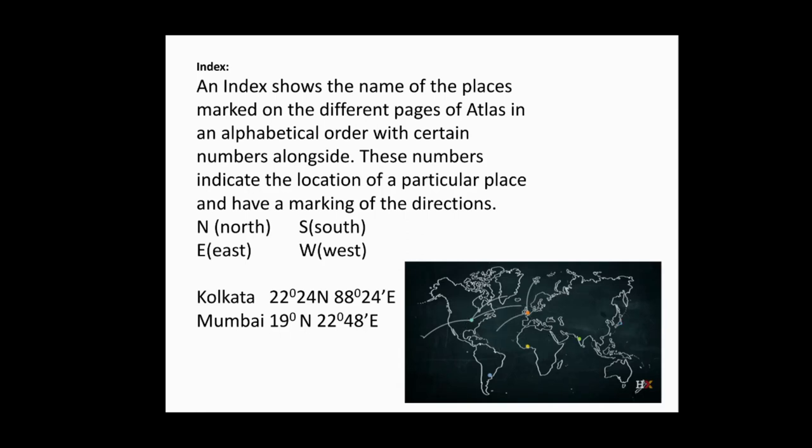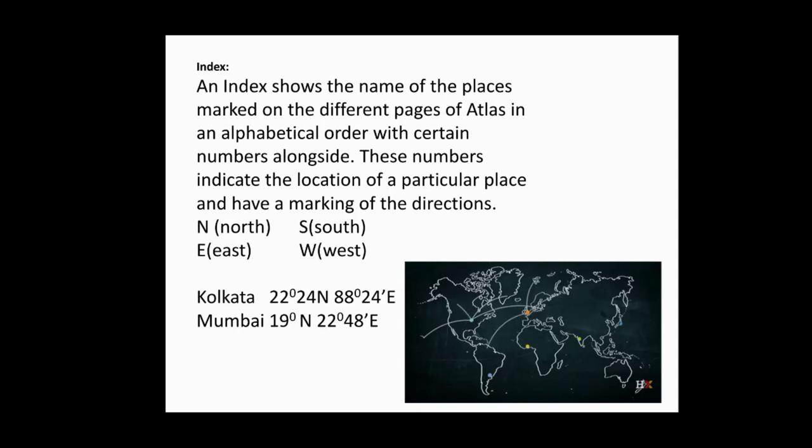Now let us know about the index. An index shows the name of the places marked on different pages, or mostly at the last page of your atlas, in an alphabetical order with certain numbers alongside. These numbers indicate the location of a particular place and have a marking of the directions, that is north, south, east, west, etc. If you look at the last page of your atlas, that is index page, you can see like this.